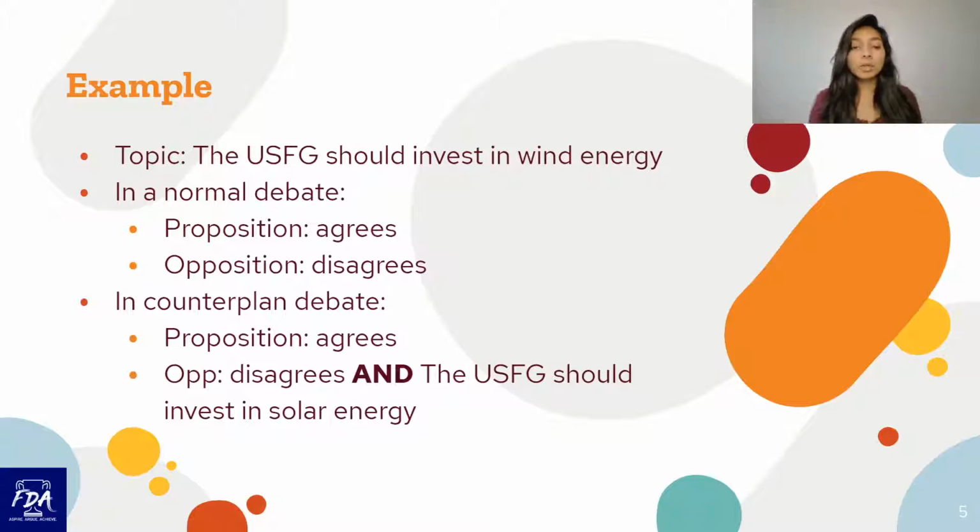But in a debate where you're using a counterplan, the proposition would still agree and the opposition would still disagree and say the United States federal government should not invest in wind energy, but they will also say the United States federal government should invest in solar energy. So they're adding on to what they would have originally said by saying, look, here's a better solution to the one that we have right now. And so this is why we shouldn't use the current solution. We should use this new solution. So you really want to argue why the new solution is completely better than the old solution, and you shouldn't even invest in wind energy at all.